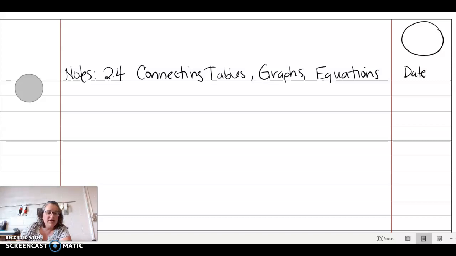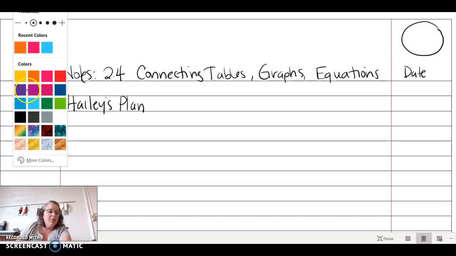We have 3 students that have 3 very different plans, and some of them make sense, some of them do not. So let's look at Haley's plan first. I might do Haley's plan in a different color. I'm going to pick this plum color. All right, so this is her plan.